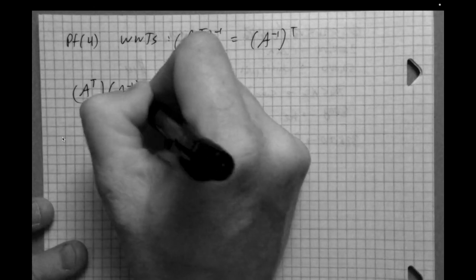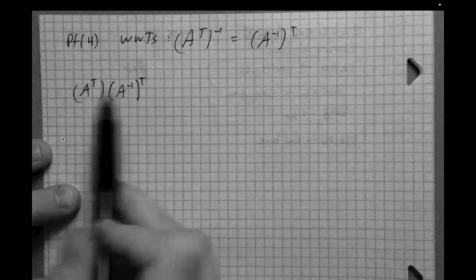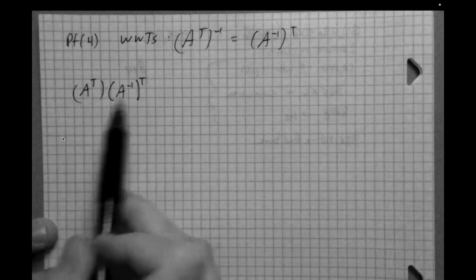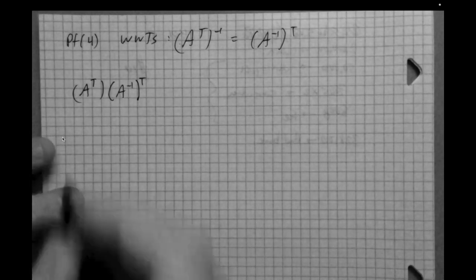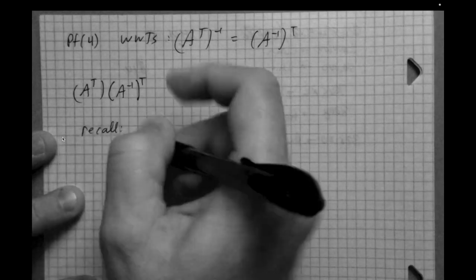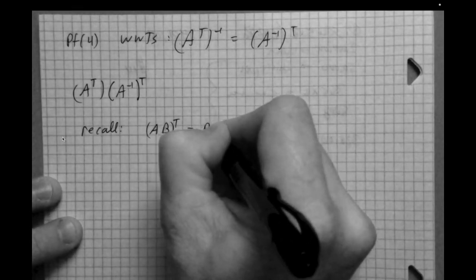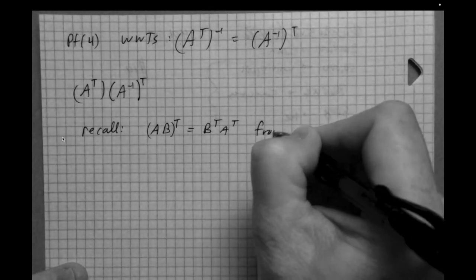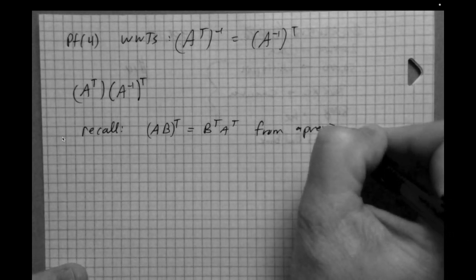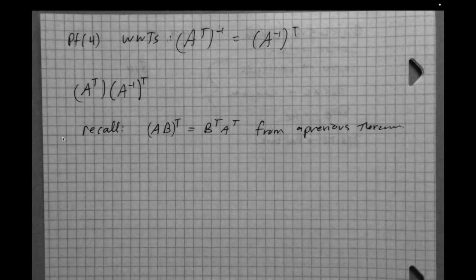So A inverse transpose. Okay, now we saw a theorem a while ago that said if we have two matrices and we transpose, and both of them are transposed, then we could multiply the originals together and kind of reorganize this a little bit. Let me remind you. So recall, if I have AB transpose, then that's equal to B transpose A transpose, right? Remember that? So this was from a previous theorem.